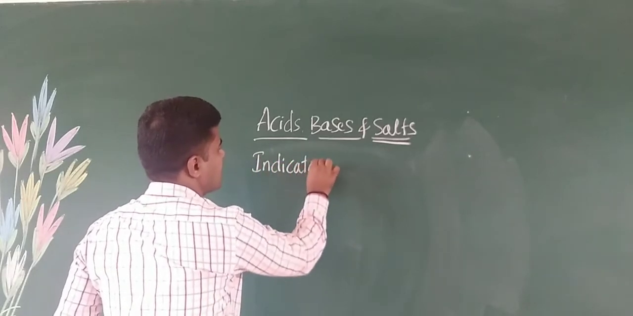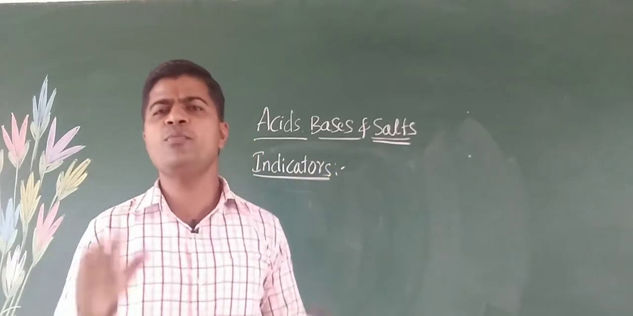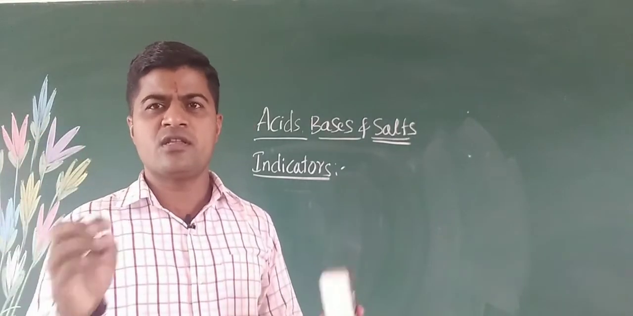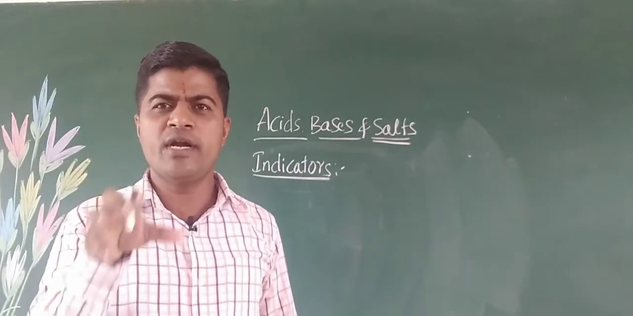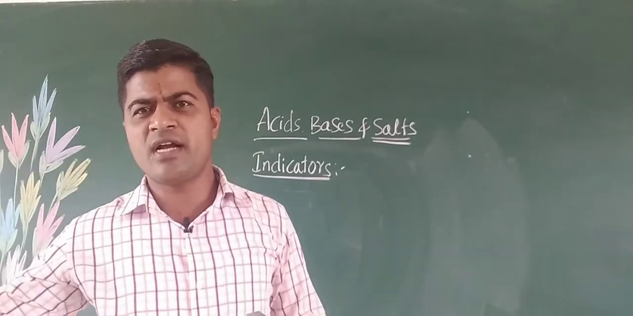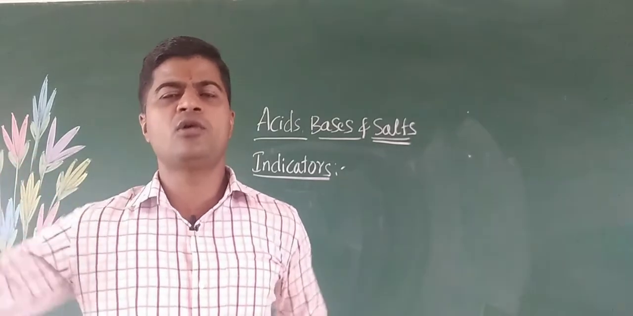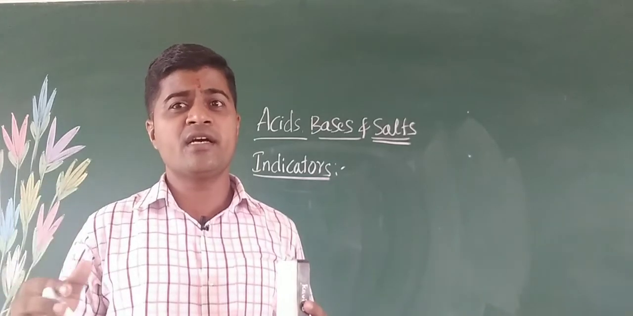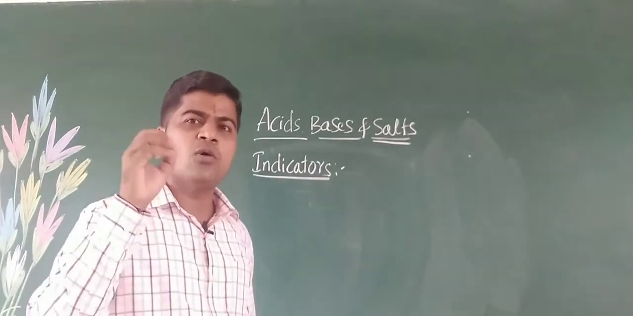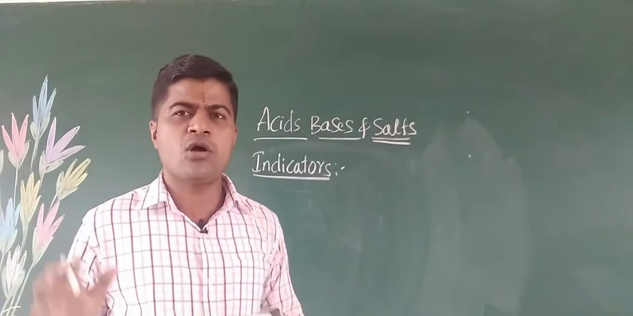Next comes a very important concept regarding acids, bases, and salts, that is indicators. So what do we mean by indicators? I think everybody knows about this. Vehicles have indicators. What do they do? Indicators are the ones which indicate. For example, if you are moving to the left side, you show the left side indicator. That indicates that you are taking a turn to the left. So indicators are there to indicate. Here also it is the same thing. Indicators are the ones which indicate whether the given sample is acid or base.